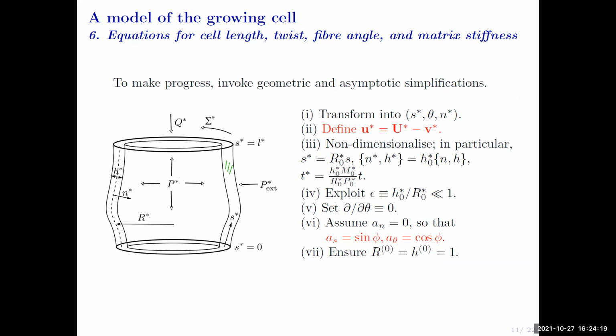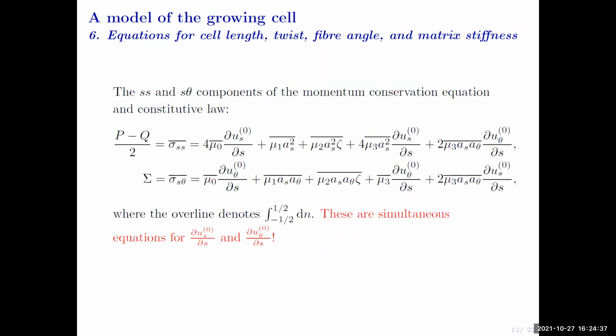So these are the steps to go through to get the equations to come out. Just to remind you, the equations we're looking for are for cell length L, cell twist, the fiber angle, which now condenses down to one variable phi, and the matrix stiffness variable, which is mu naught. To get there, let's try and get cell length and twist to begin with.